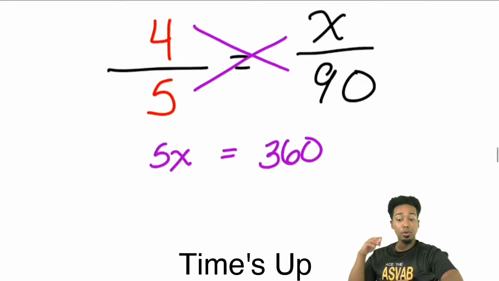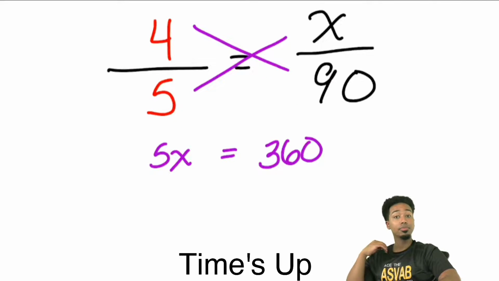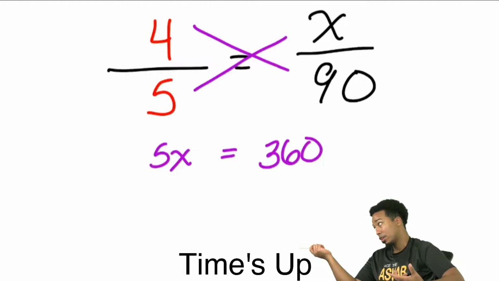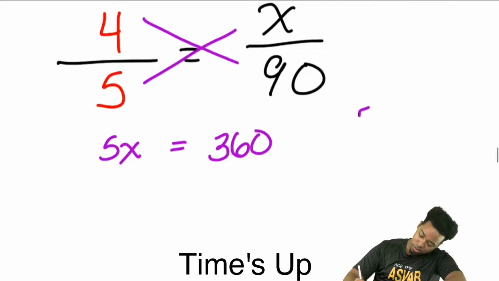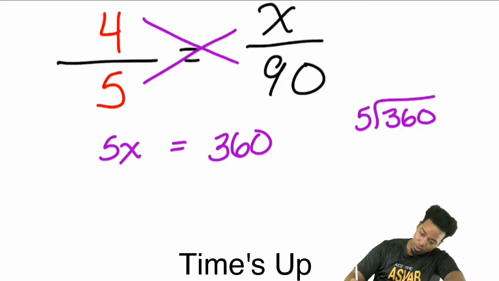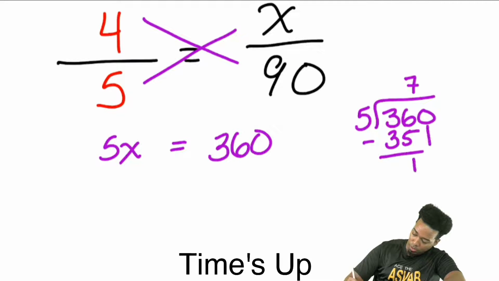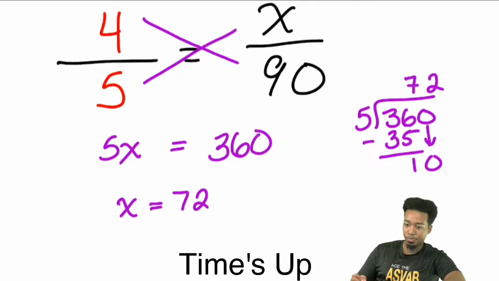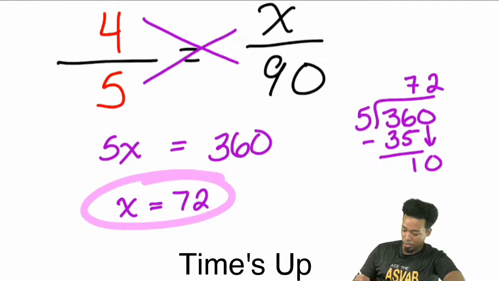Then here we're just dividing both sides by 5. And if you know your mental math, when you're dividing by 5, that ends up being dividing by 10, then times 2, so 72. Or you can do long division here: 5 into 36 is 7, subtract 35, get the 1. Bring down the 0, 5 goes into 10 2 times. So x equals 72. Boom, there's your answer.